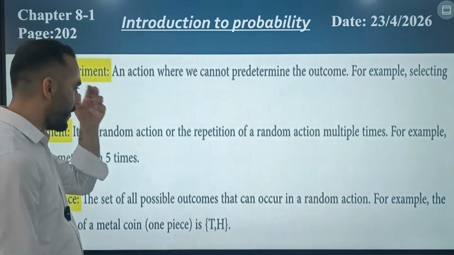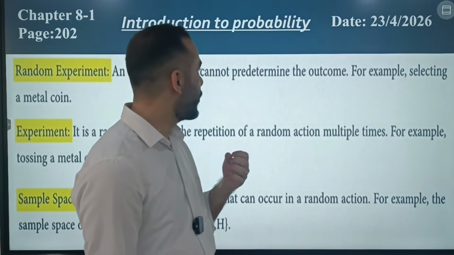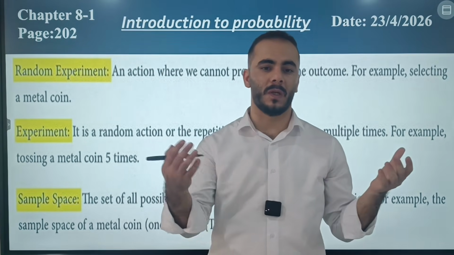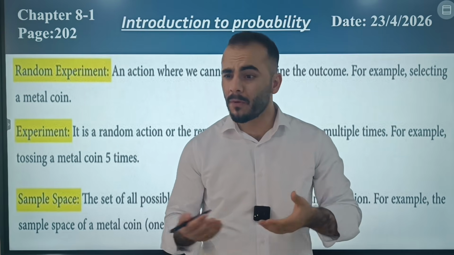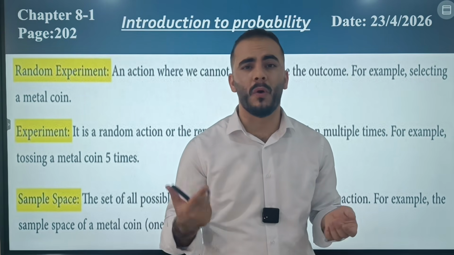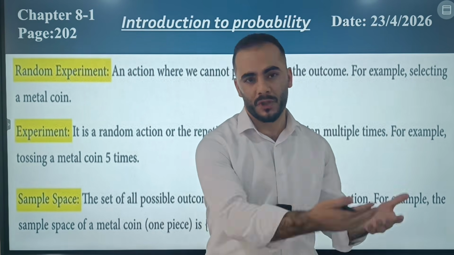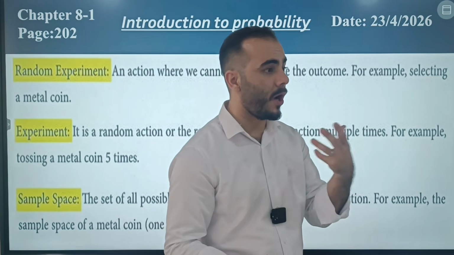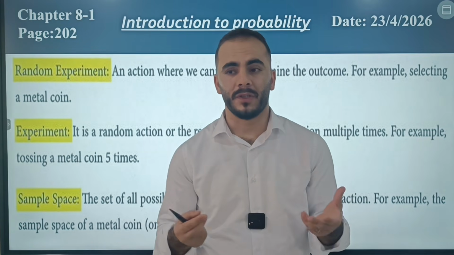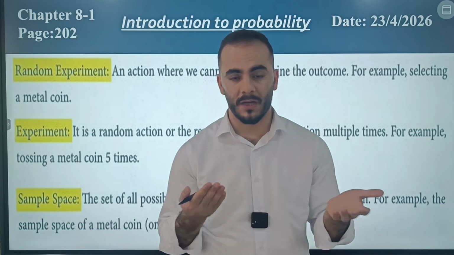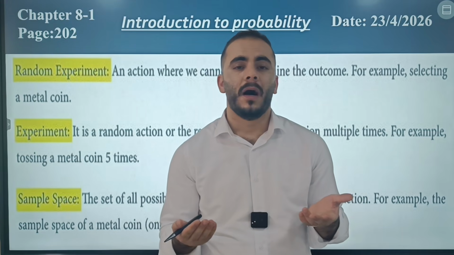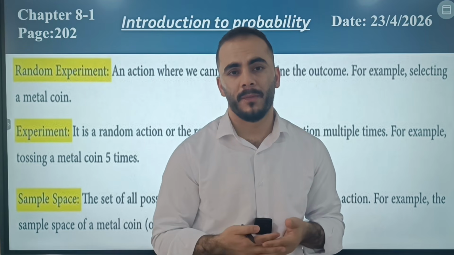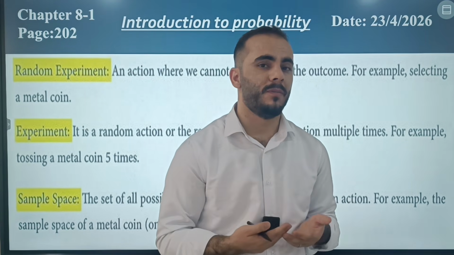Okay. Random experiment. It is an action where we cannot predetermine the outcome. For example, selecting a metal coin. For instance, a random experiment is when we randomly throw a coin. We know the outcomes, but we cannot claim which one is 100% going to come out. For instance, either head or tail. We cannot determine which one is going to come up 100%. We cannot predetermine it. That's why we call it a random experiment.